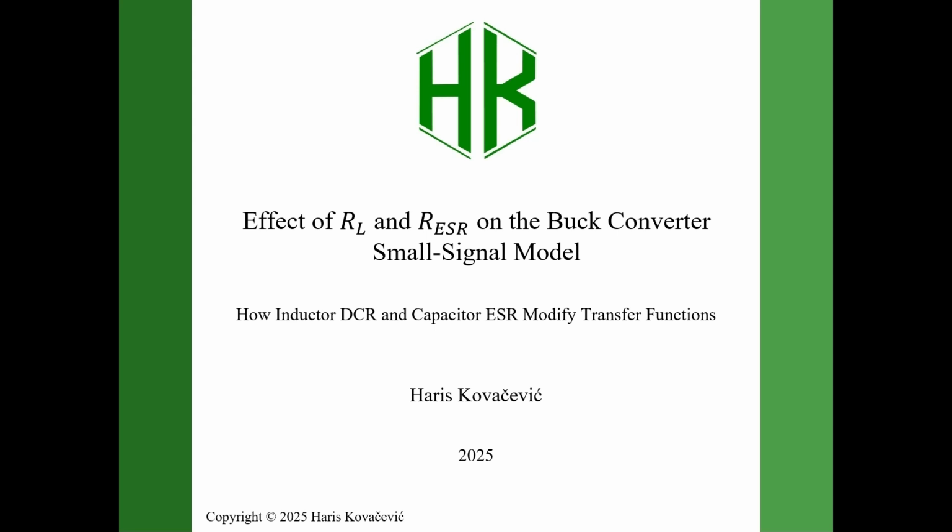In the previous videos, we looked at the ideal small signal model of the buck converter and learned how the LC double pole, Q factor, and natural frequency shape the control to output transfer function. In this lesson, we will see how two unavoidable parasitics, the inductor resistance RL and the capacitor ESR, modify the plant model. We will compare each effect step by step, look at how the Bode diagrams change, and understand why accurate modeling is essential for stable voltage mode control and compensator design.